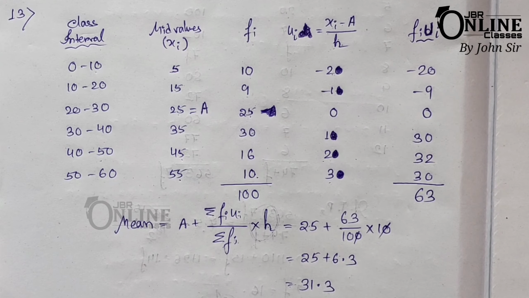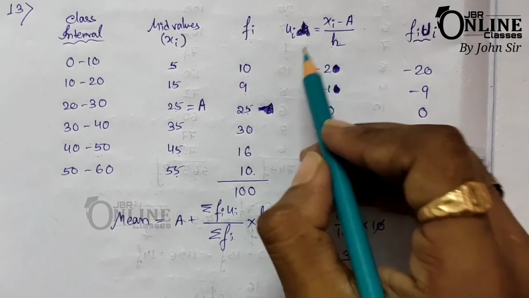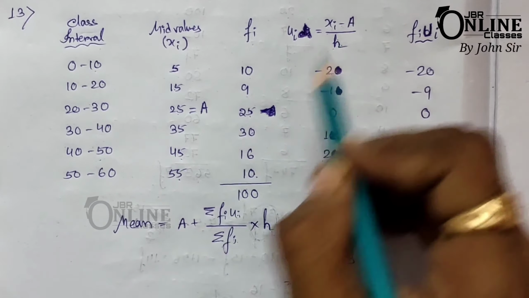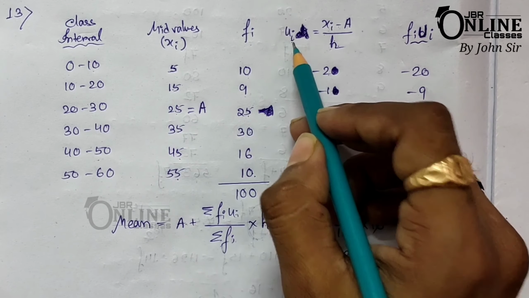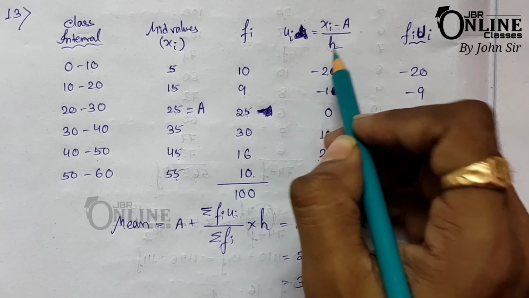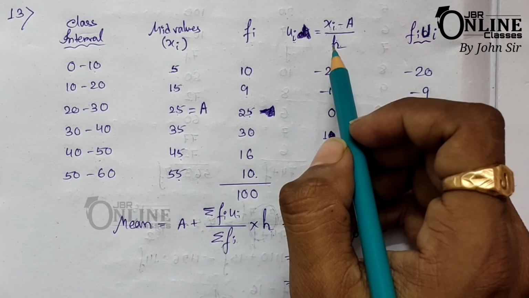Sum number 13. Calculate the mean of the following distribution using step deviation method. So first one direct method, second one shortcut method, over. Now the third one is step deviation method. Now in step deviation method, there will be a new formula. As in the direct method, there is only one formula, summation fi xi by summation fi. Then the second one, shortcut method, there is the additional column di, and here di equals xi minus a. But in step deviation method, instead of di, you have to write ui, and ui equals xi minus a by h. Here h is the length of the class interval.